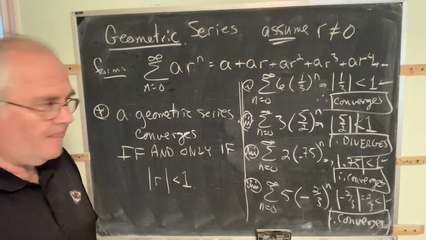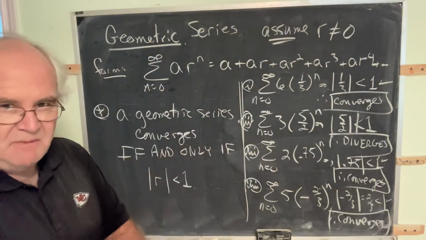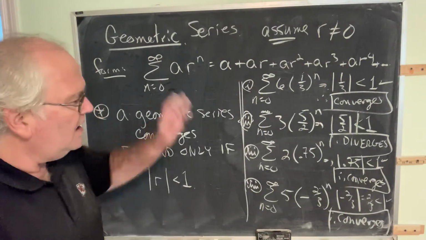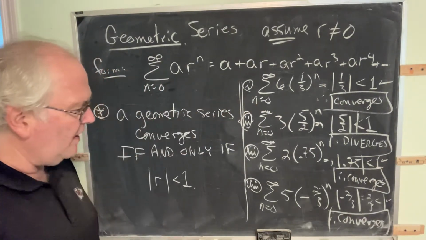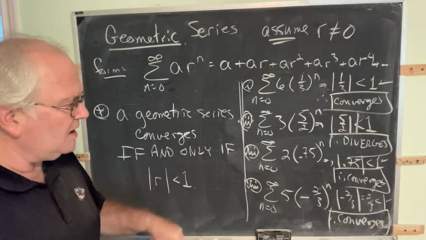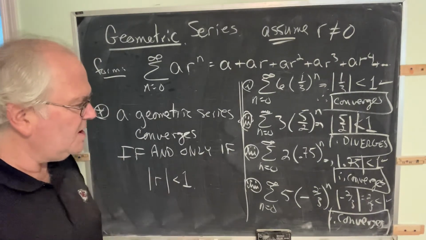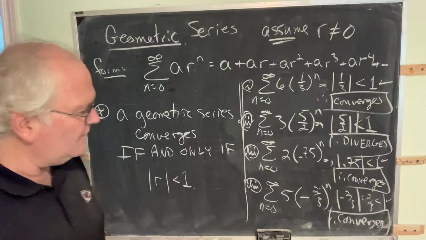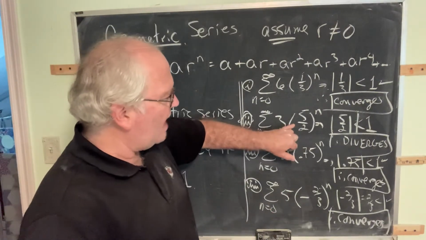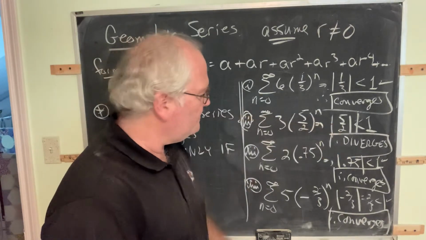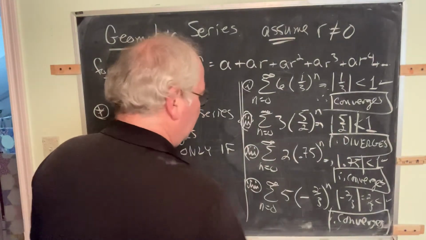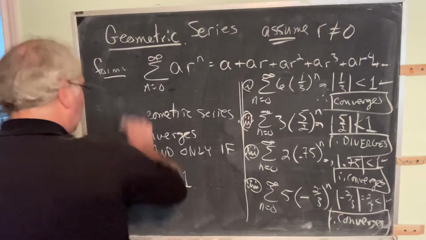All right? So geometric is about as straightforward as it can possibly get. Just check the value of the common ratio. If its absolute value is less than 1, then it converges. If the absolute value is greater than 1, if this were negative 5/2, the absolute value is still not less than 1. So take the absolute value. If it's less than 1, then yes, it converges.